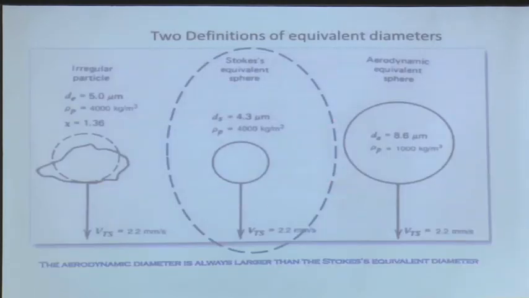So I have a sphere of equivalent diameter. For example, I take this sphere, which has the same density, but the size is slightly different to get, for example, the same terminal velocity. It's a way to define an equivalent diameter for my sphere.